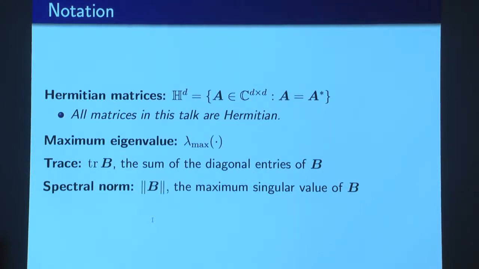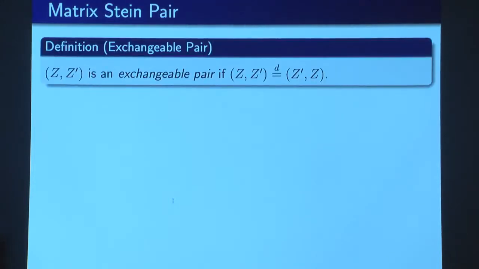OK, so some notation. From here on out, all of our matrices are going to be Hermitian. So they're going to be complex d by d matrices equal to their own conjugate transpose. I'm going to use lambda max to represent the maximum eigenvalue of a matrix. I'll use tr B to be the trace of that matrix, the sum of the diagonal entries. And I'll use this unadorned norm to represent the maximum singular value of a matrix, the spectral norm. OK, so a key idea that we need to develop this work is that of an exchangeable pair. So if I have a pair of random variables Z, Z', I say Z, Z' is exchangeable if Z, Z' is equal in distribution to Z', Z.